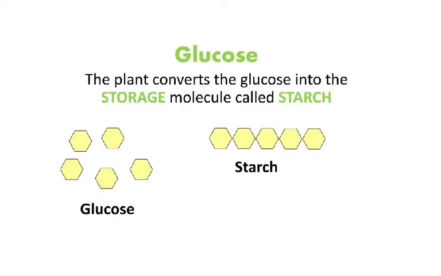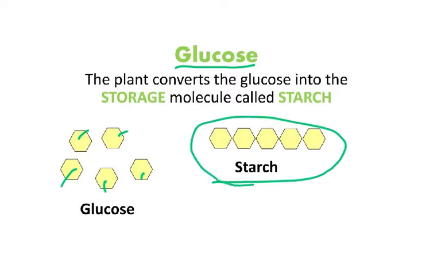Now, what we need to understand is that glucose is a monomer. It's just this is one glucose, two, three, four, five. But we join them together, then it becomes a starch molecule, and there are hundreds and hundreds of these in a starch molecule. So the plant converts the glucose, it must have enzymes to do that, into a storage molecule called starch.